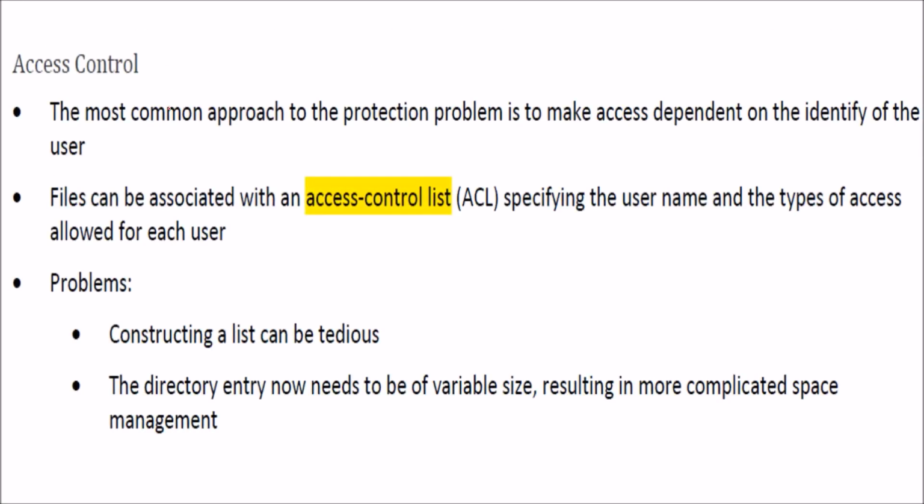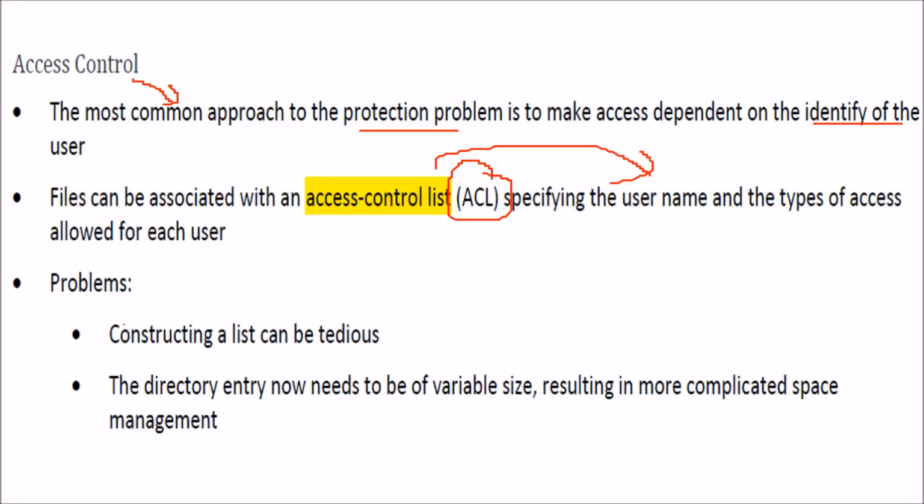So what is access control? This is actually for protection. The most common approach to the protection problem is to make access dependent on the identity of the user. Files can be associated with an ACL, that is, an access control list, which specifies the username and what type of access you allow for that user.